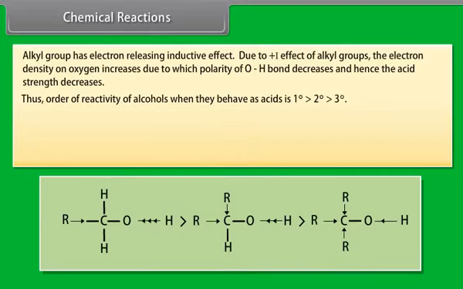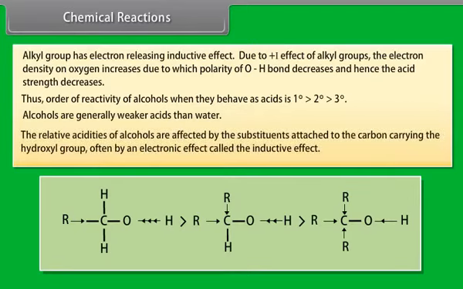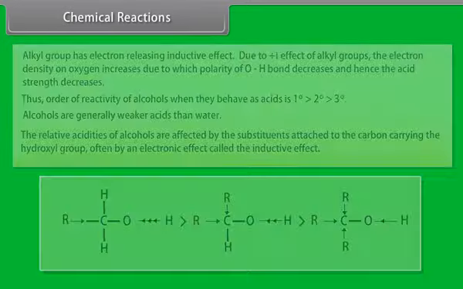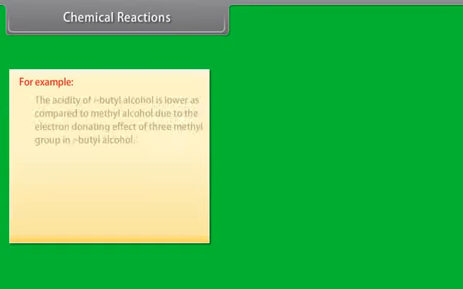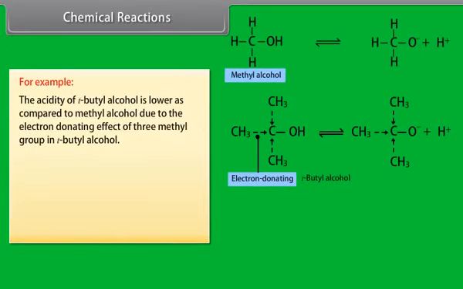Alkyl group has electron-releasing inductive effect. Due to plus I effect of alkyl groups, the electron density on oxygen increases, due to which polarity of O-H bond decreases, and hence the acid strength decreases. Thus, order of reactivity of alcohols when they behave as acids is primary alcohol followed by secondary and tertiary alcohol. Alcohols are generally weaker acids than water.